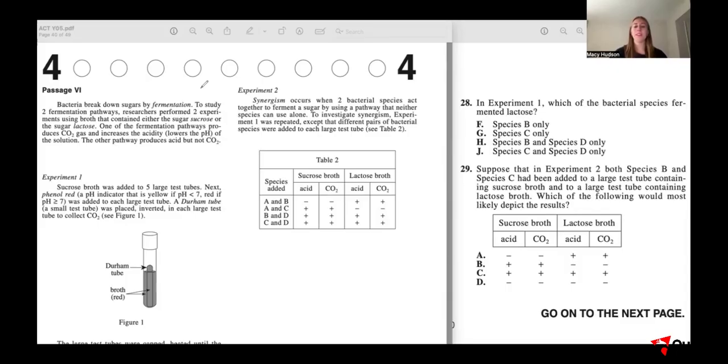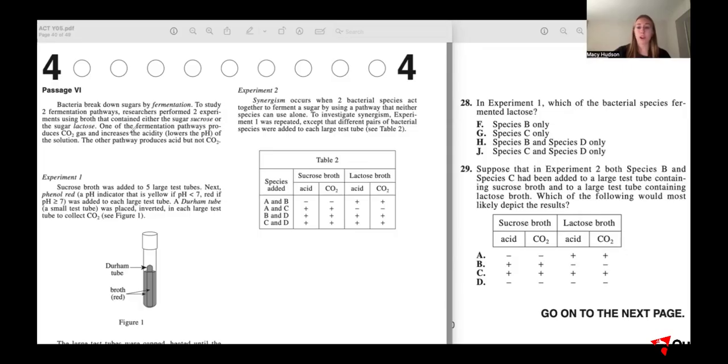Question 28 says, in experiment 1, which of the bacterial species fermented lactose? So when we read the top of passage 6, usually for science passages, we do not need to read the actual text. However, sometimes the text will contain information that is necessary or relevant to help us answer the questions. This is a case where there's actually a detail from the text that we need to pull out to help us answer this question.